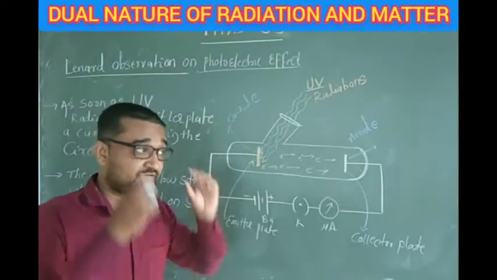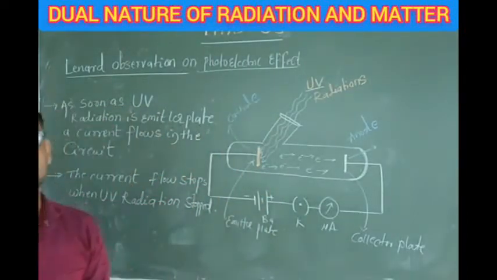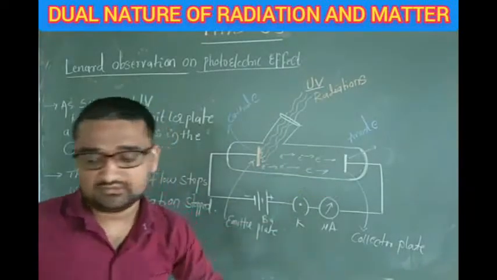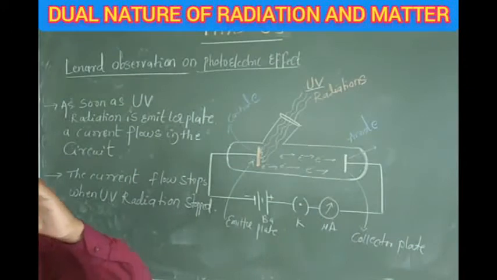So what is the reason for this then? That is due to what? The photoelectric effect. When ultraviolet radiations fall on the emitter plate, electrons are emitted, and these electrons are attracted towards what? The anode.